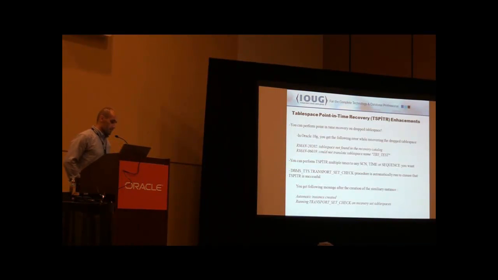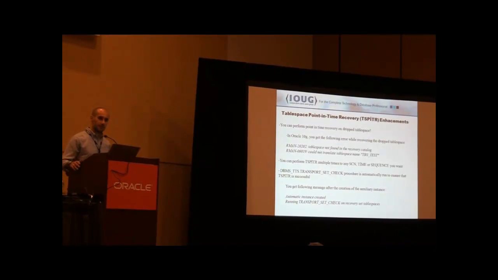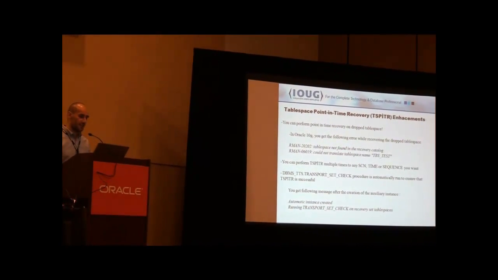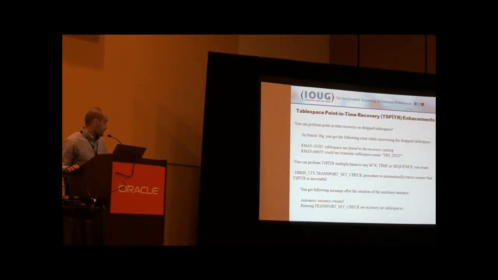There are some tablespace point-in-time recovery enhancements that come with 11G. You can perform point-in-time recovery on a dropped tablespace. If you try it in Oracle 10G, you would get a couldn't translate tablespace name error. Moreover, you can perform tablespace point-in-time recovery multiple times to any SCN, any time, any sequence you want. Moreover, you don't need to run the transport set check procedure manually because it's automatically run to ensure that tablespace point-in-time recovery is successful. So we'll get the following output during the tablespace point-in-time recovery. We don't need to run it manually.